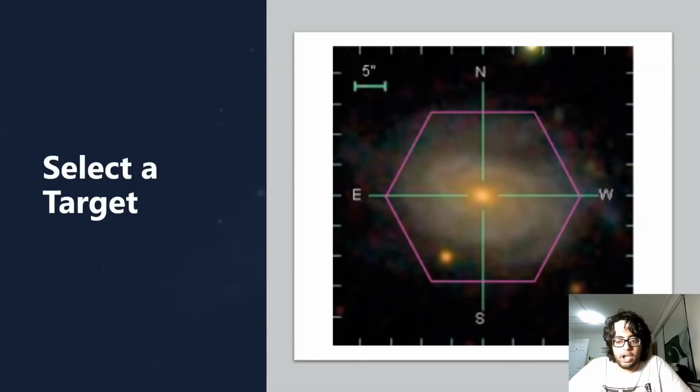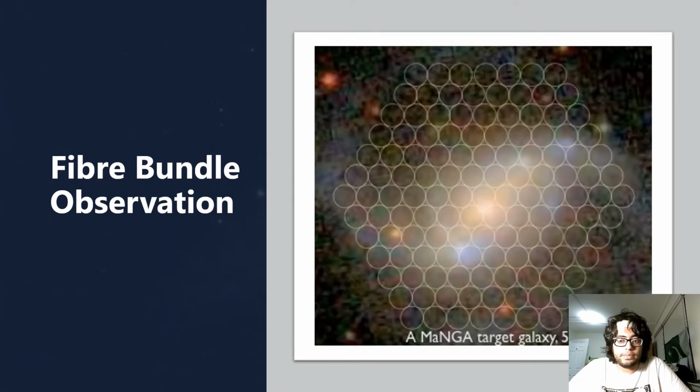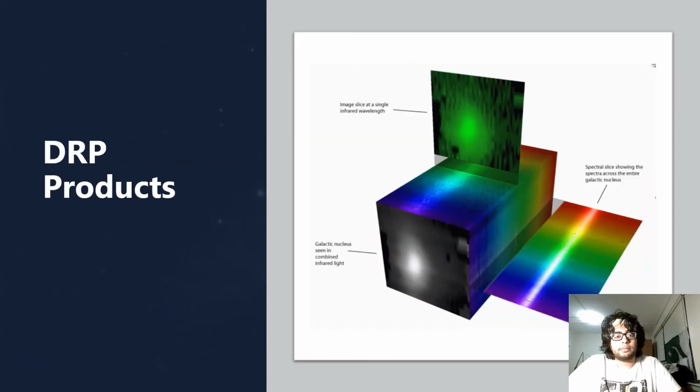So how MaNGA basically works is one of the 10,000 target galaxies is observed, and once the telescope is pointing towards it, that galaxy can be observed with the bundle directly pointing towards it. And each fiber then makes an observation on that particular spatial area. So with this, MaNGA is able to come up with a lot of data products for scientists to use to answer any number of science questions, including the data reduction pipeline, or DRP data cube.